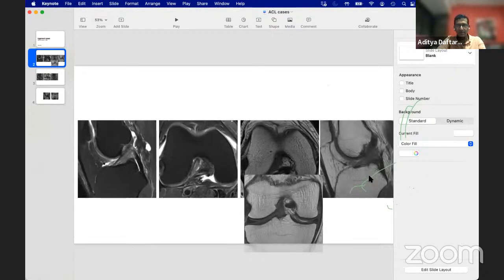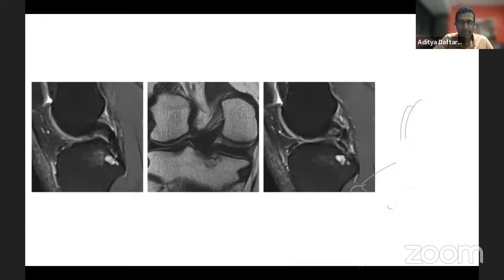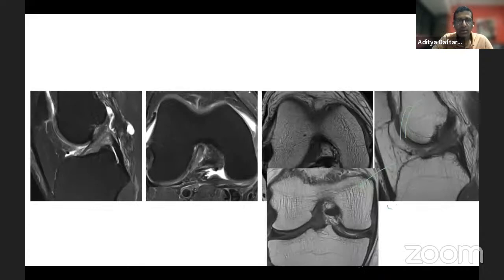So here, for example, is a case. Let's see if I can. So here's a case where, again, we have a case here. There's the mouse. I don't know why the mouse won't show up on this.